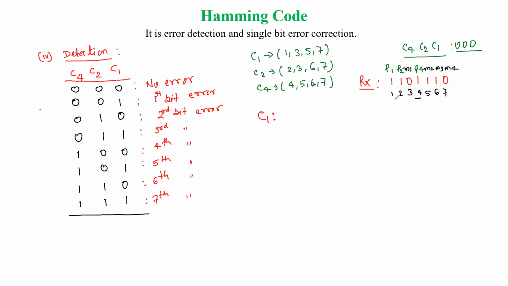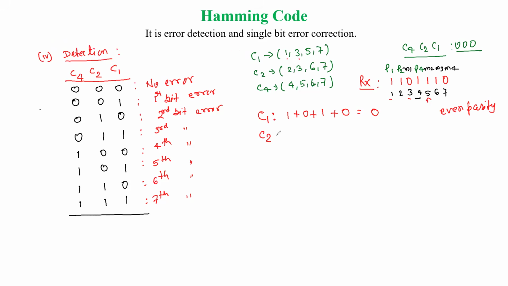For the C1, we have to check the first position. First position is 1. Second position bit is 0, but we are not taking the second. After first, next is third. So third bit is 0. Fifth bit is 1. Seventh bit is 0. So finally, how many ones are here? Even. That means 0. In the receiver also we are going to check the even parity. Always, in the question it will be written whether you are looking for even parity or odd parity.